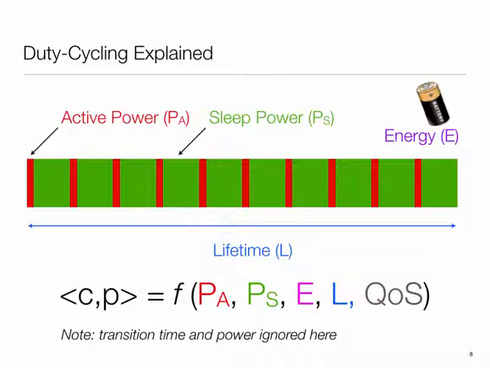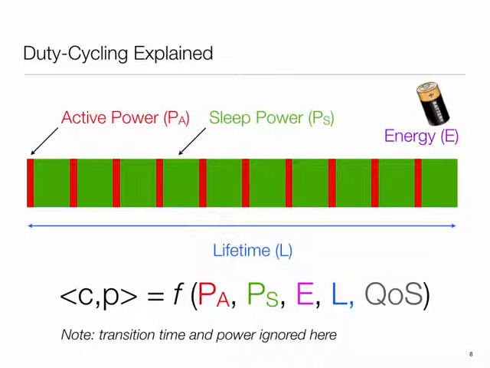Or alternatively, for a given lifetime, it will affect the duty cycle I'm going to be able to achieve. So what the active power is, what the sleep power is, what the lifetime is, how much energy I started out with, the battery, and then finally what the application constraints are. All of these things together result in some feasible set of sleep period and active uptime that we are going to be able to sustain.